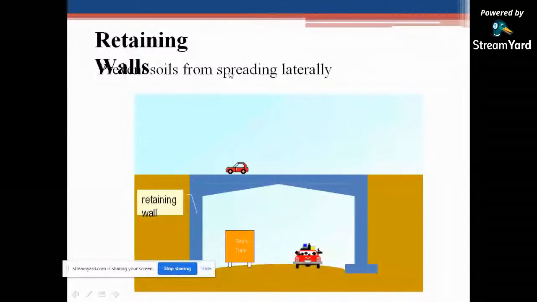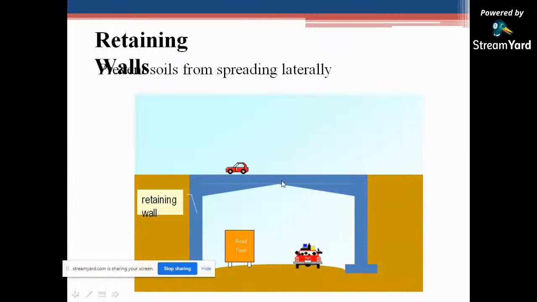So what are the retaining walls? The retaining walls hold the soil from spreading laterally. So these are the retaining walls. If this is a tunnel and it is a road or a train, and the upper side also has a road, then these are the retaining walls. We should not let the soil slide inside. So these two are the retaining walls, and this is the slab which is constructed over the soil.